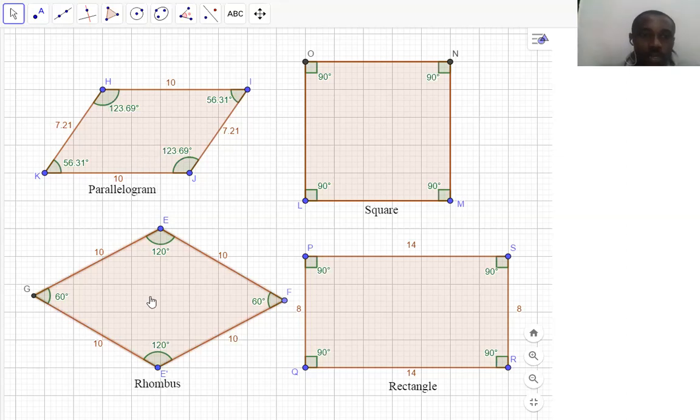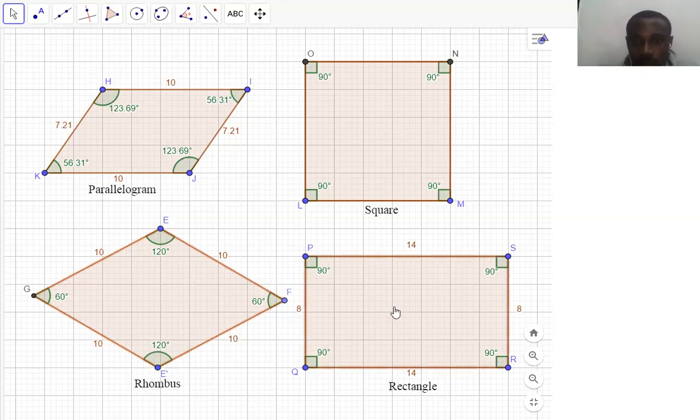So, but from this, a rhombus is also a parallelogram, okay? But it's a special parallelogram. Why special? Because it has equal length of opposite and parallel sides. Then opposite angles are also equal, just like that of a parallelogram, all right? Next, a square, or a rectangle first.